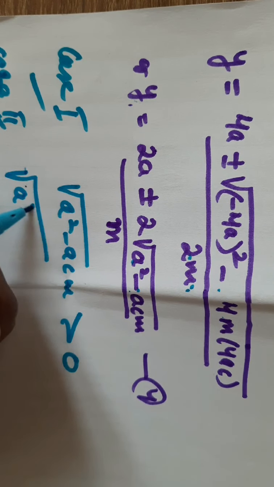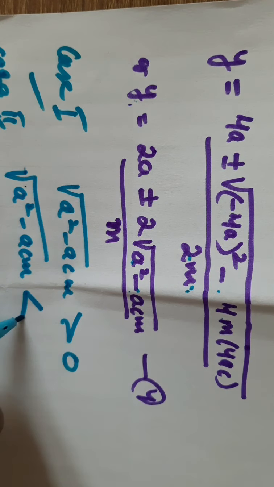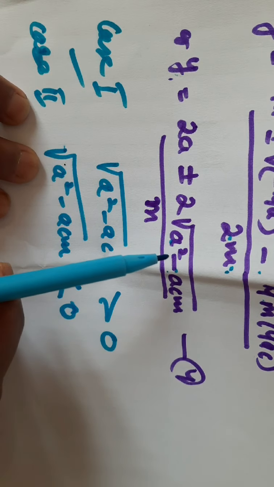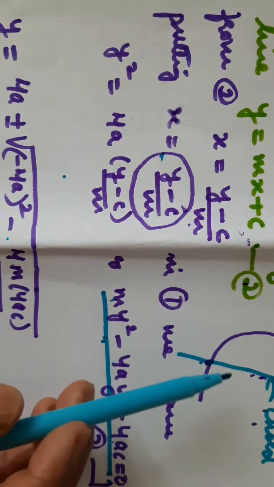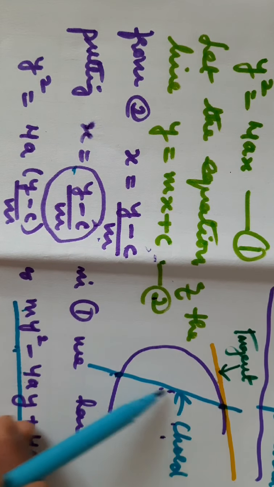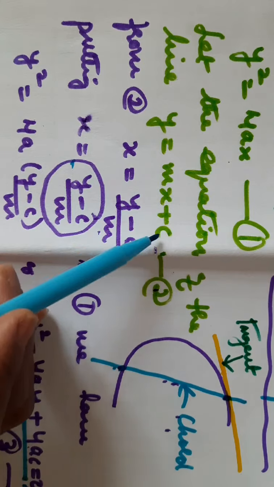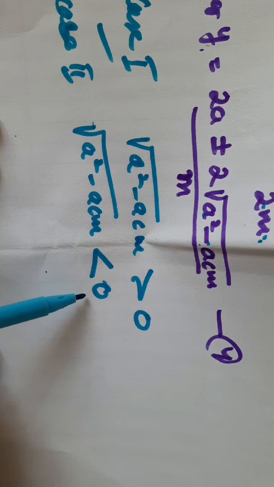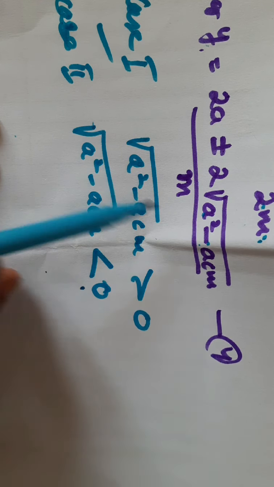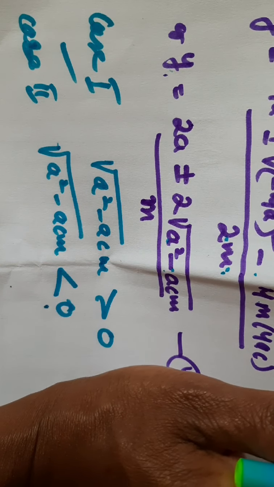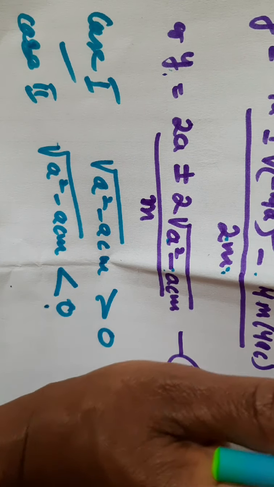However, if the square root of a square minus acm is less than 0, then in that case it will be an imaginary root. So in this case, the chord here or the line here will not cut the parabola. There will be no point of intersection of that line y is equal to mx plus c with the parabola if the term square root of a square minus acm is less than 0. That is negative, because in this case you will get two imaginary roots, therefore this line will not cut the parabola at any point.